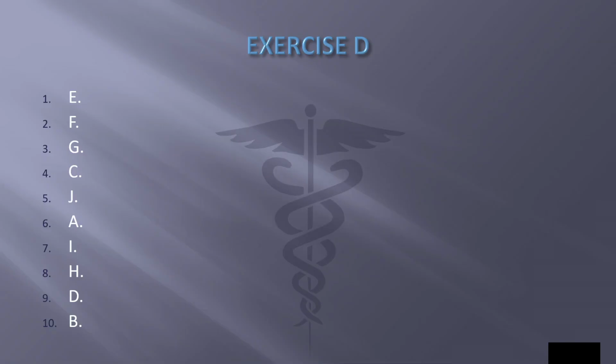Exercise D, match the pathologic condition in column 1 with its meaning in column 2. Number 1, cerebrovascular accident is letter E, damage to blood vessels in the brain, a stroke. 2, multiple sclerosis is letter F, destruction of myelin sheath around nerve cells in the CNS. 3, concussion is letter G, blunt injury to the brain severe enough to cause loss of consciousness. Number 4, syncope is C, fainting.